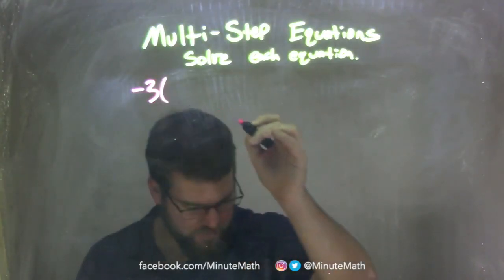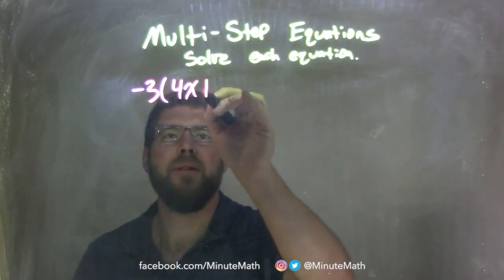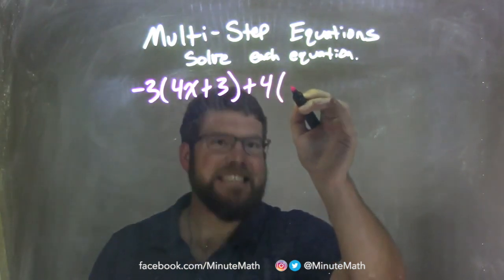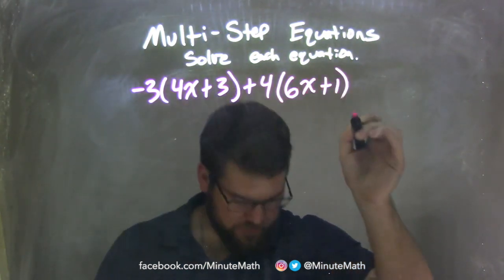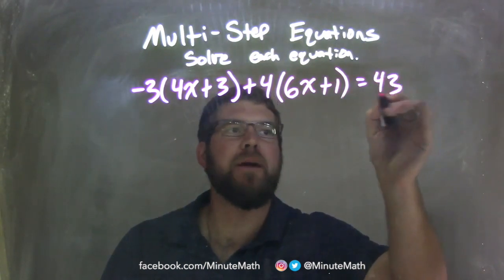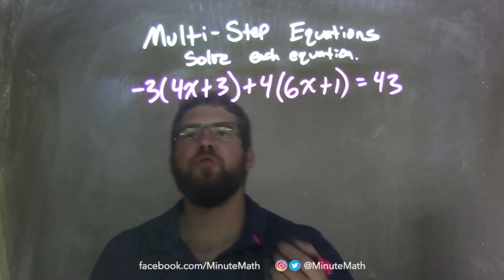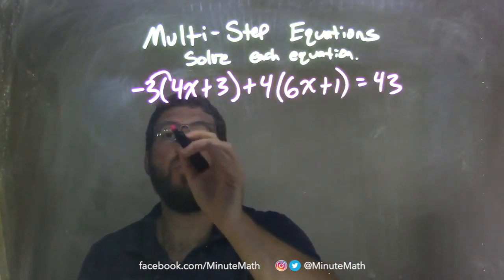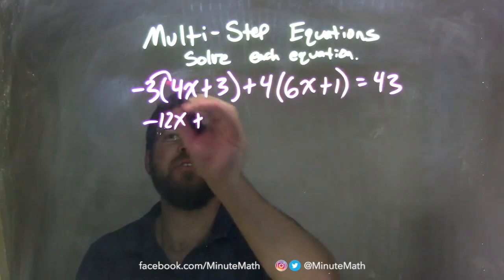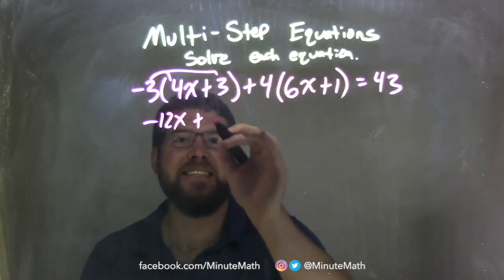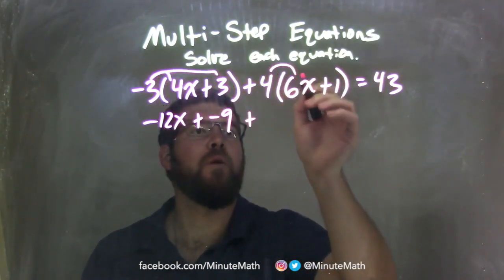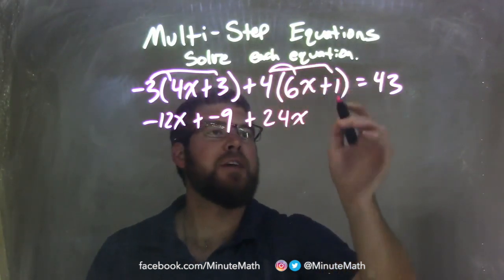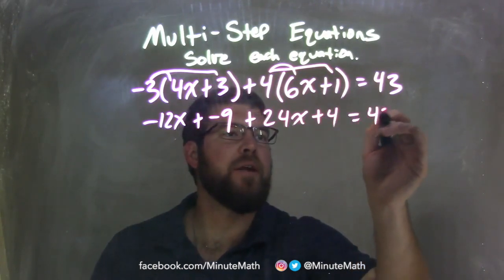Negative 3 times (4x plus 3), plus 4 times (6x plus 1) equals 43. Okay? Well, I want to distribute to each parenthesis. It makes it easier. So I'm going to distribute. So negative 3 times 4x is negative 12x, plus negative 3 times 3 is a negative 9, plus 4 times 6x is 24x. All this distributing. 4 times 1 is 4, equals 43 here.